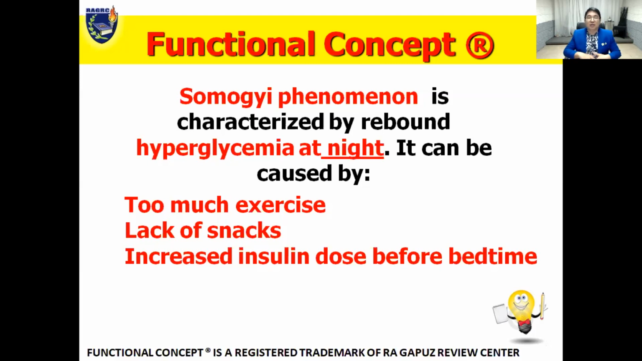Okay, so one of these conditions would be your Somogyi phenomenon, and it's characterized by rebound hyperglycemia that occurs at night. So in Somogyi phenomenon, maybe before sleeping, you've had too much exercise, or you didn't take snacks while exercising, or you increased your insulin dosage before sleeping. So what happens is, as the blood sugar goes so low, the body would compensate, and in essence, would cause a rebound increase in sugar levels. So that's what we call rebound hyperglycemia. If this rebound hyperglycemia occurs at night, it's called Somogyi phenomenon.